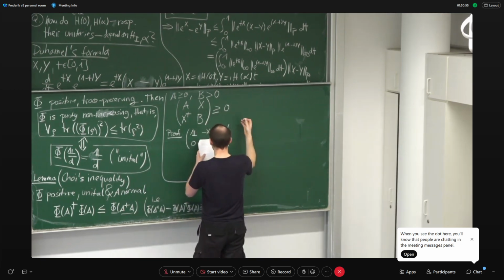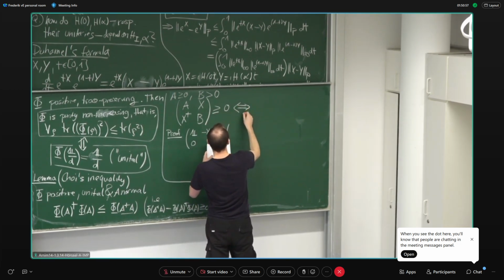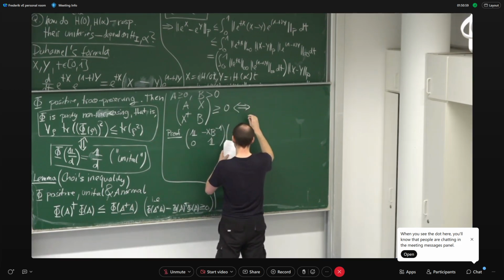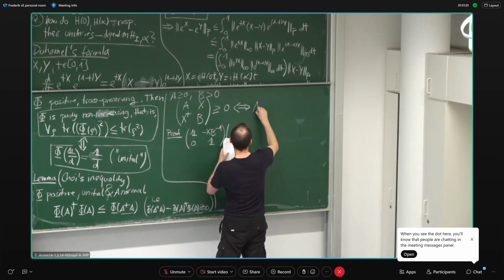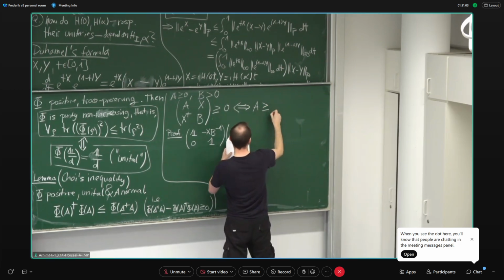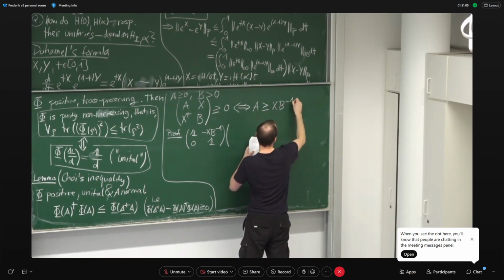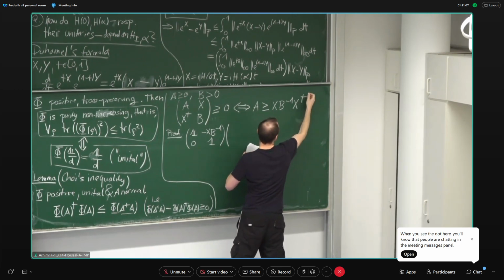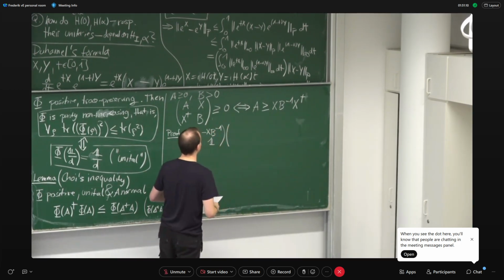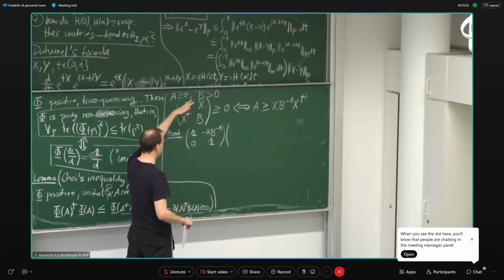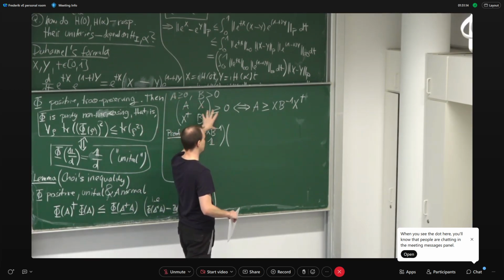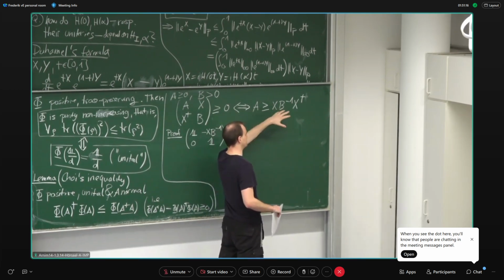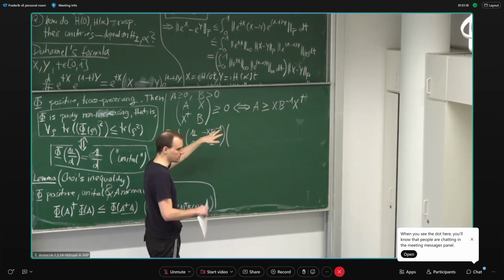Or it's not a statement, what am I doing? The statement is this is equivalent to this. Then, for all A and B, this big matrix is positive if and only if there's this ordering between the A, X, and B terms.